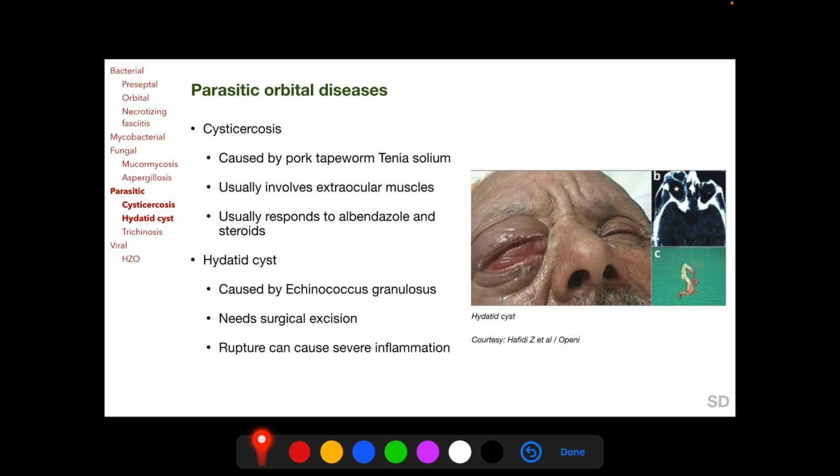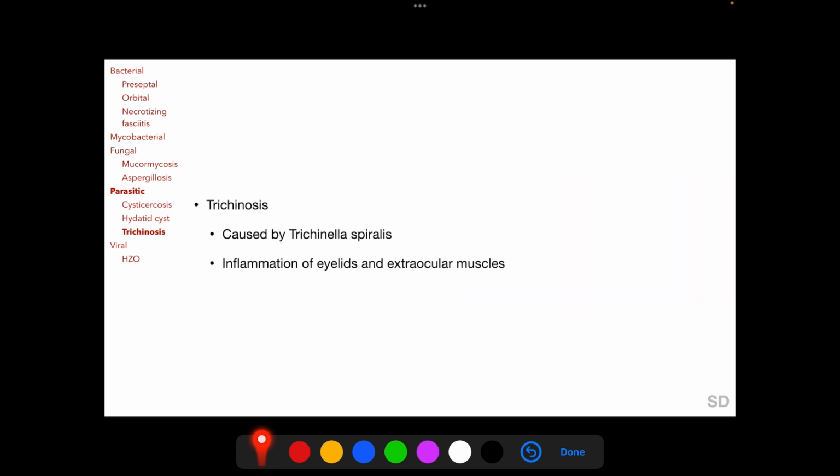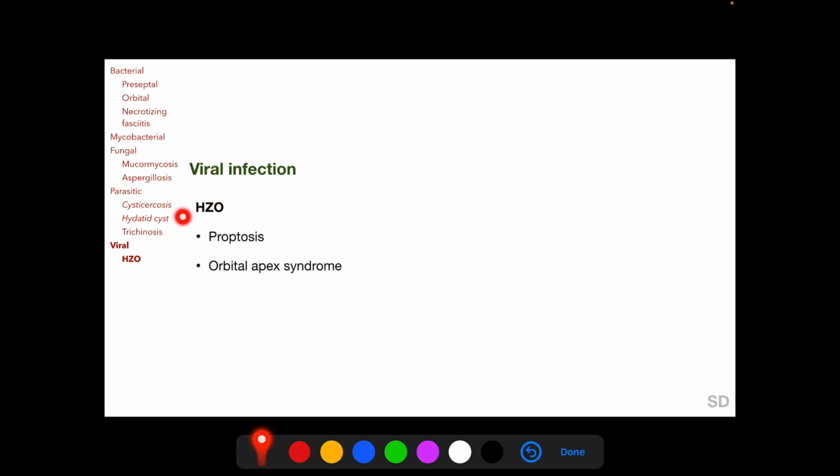Hydatid cyst is caused by the dog tapeworm Echinococcus granulosus. And here we see a picture of a hydatid cyst in the right orbit. Hydatid cyst needs surgical excision because rupture can cause severe inflammation. Trichinosis is caused by Trichinella spiralis, and it causes inflammation of the eyelids and extraocular muscles. Herpes zoster ophthalmicus can involve the orbit and can result in proptosis and orbital apex syndrome.